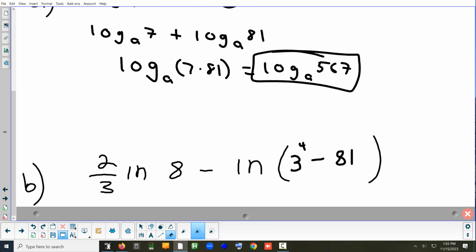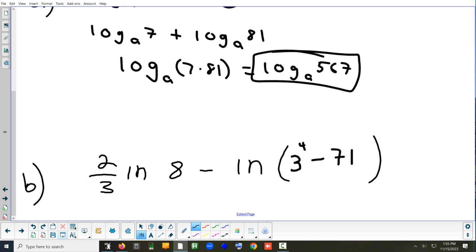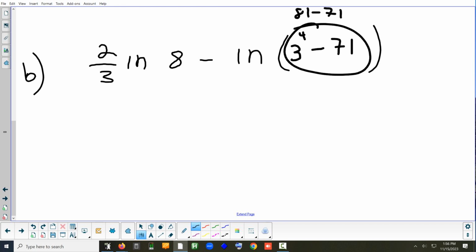Okay, so we have 2 separate logs, 2/3 ln 8 minus the ln of 3 to the 4th minus 71. Well, are there any variables in here? No. Then I would just do that out rather than having to write it like that. What is 3 to the 4th? 81. So that circled part is really what number? 10. And 10. So when we go to the next step, let's just make that 10.